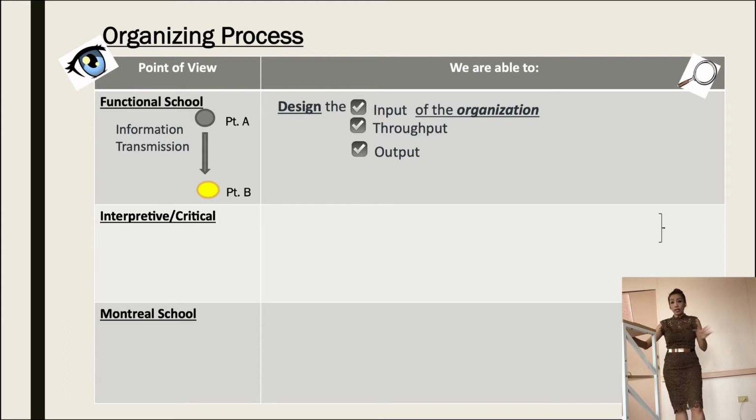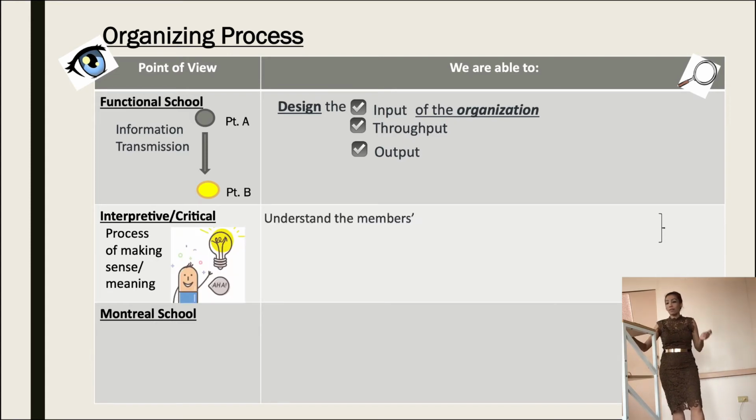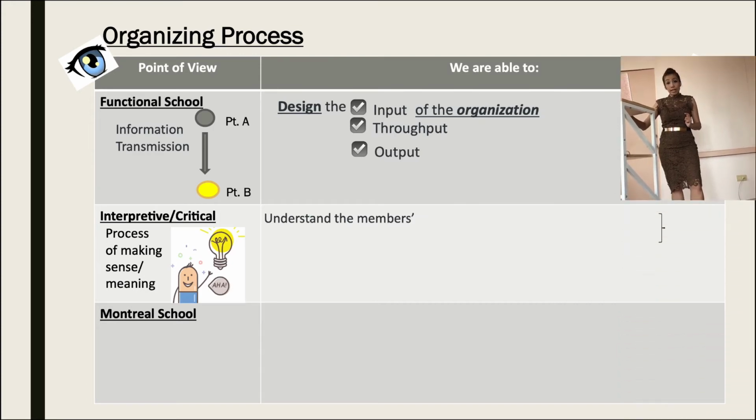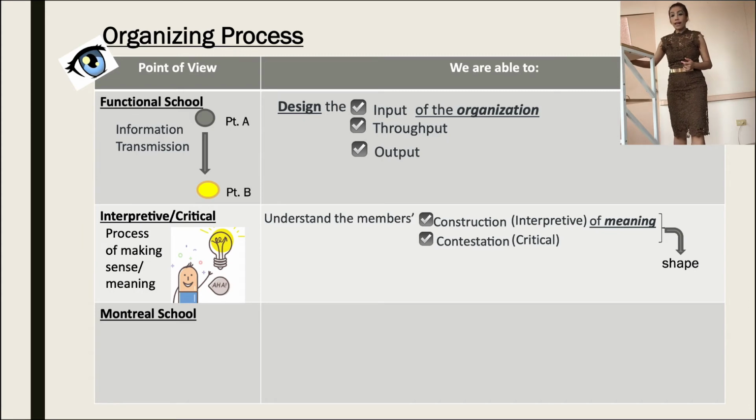For the interpretive and critical school, from the point of view of this school, it is a process again of making sense or giving meaning. When you make sense, it's that aha moment actually. And we are able to understand the members. For the interpretive school, construction of meaning, and for the critical school, we have the contestation of meaning. And both or either of the two shape the organizational identity.